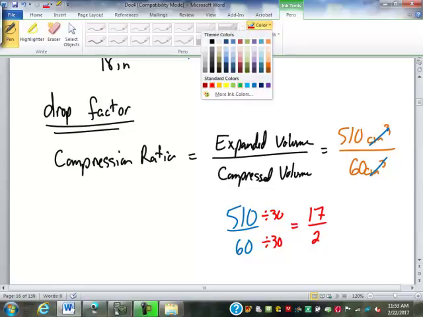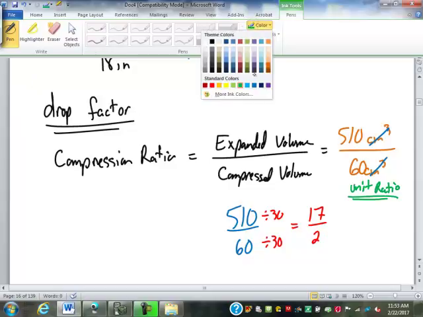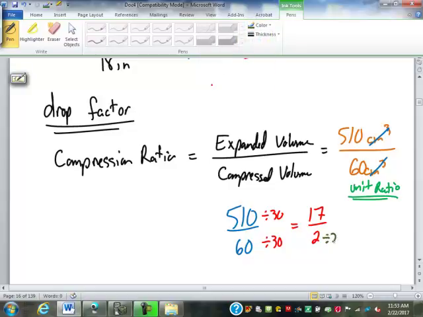But compression ratios are usually expressed as a unit ratio. So to turn that into a unit ratio, I do have to divide both numbers by the denominator. So I divide by 2 makes that a 1. Divide the 17 by 2 makes that 8.5. So that's an 8.5 to 1 compression ratio.